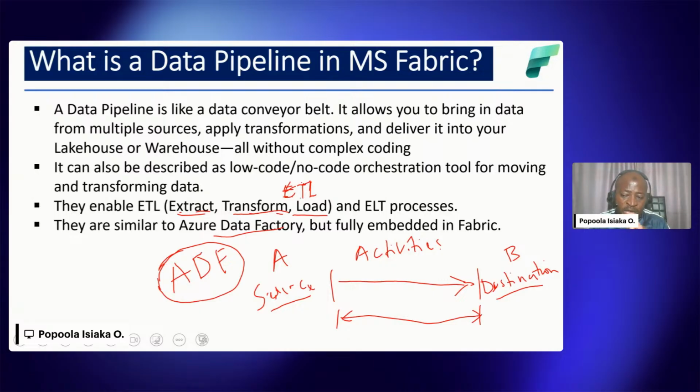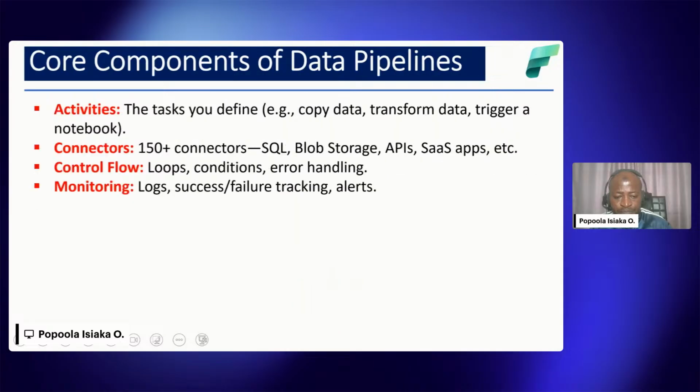And today we are now looking at one of the pathways for injecting data into our Fabric environment. But we are looking more beyond data ingestion at this level. All right, so what are the core components of a data pipeline? The major components of data pipelines include activities, connectors, control flow, and monitoring.